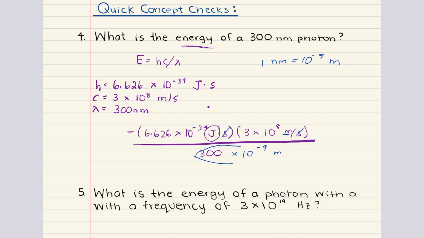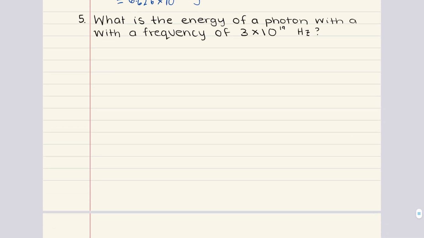If we plug this into our calculator, we're going to get that the energy of a 300 nanometer photon is equal to 6.626 times 10 to the negative 19 joules. So that is how we solve problem 4. Let's tackle this next one.